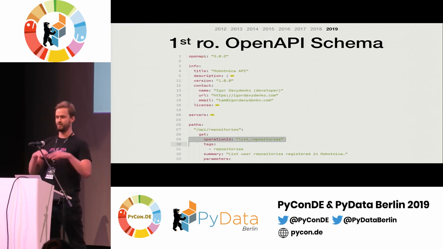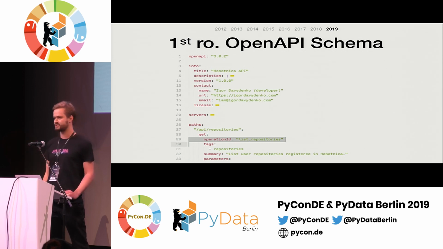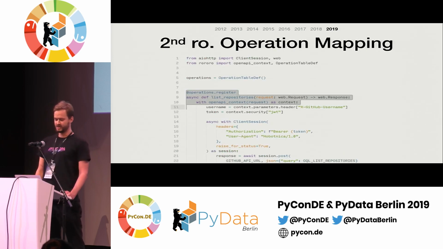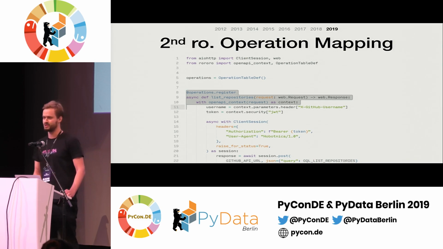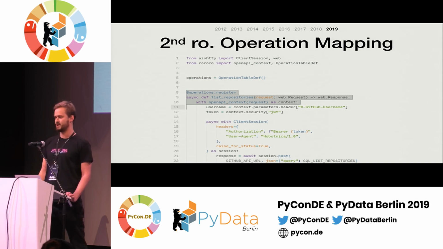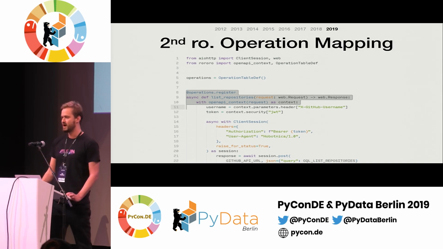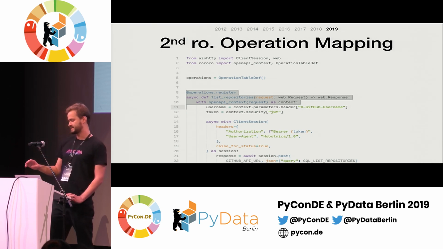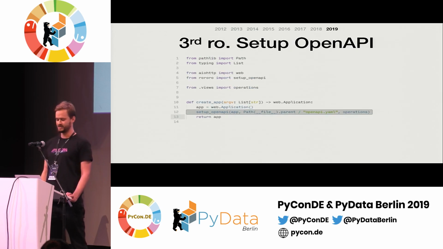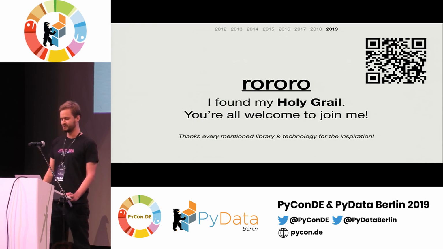So first rule means OpenAPI schema. You make a valid OpenAPI schema, put it to your repository. Step number 2 is the second rule. It's operation mapping. So you need to map the operations in the schema with your aiohttp view handlers. It's done via the operations.register decorator. And final step number 3 is setting up OpenAPI to use with aiohttp with the setup_openapi call. That's it. I found my Holy Grail, and you're welcome to join me.